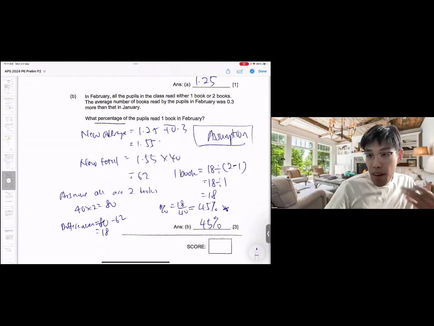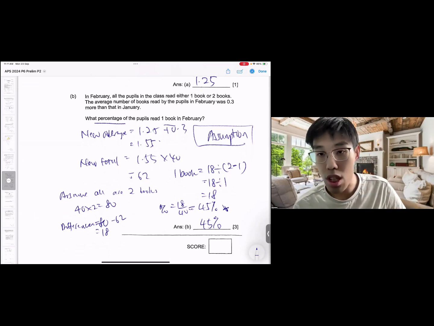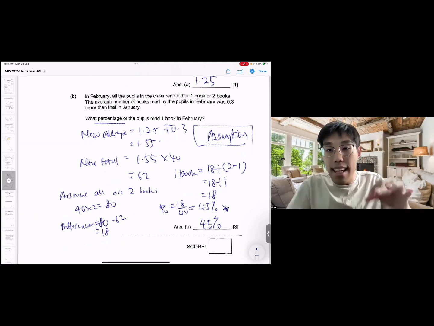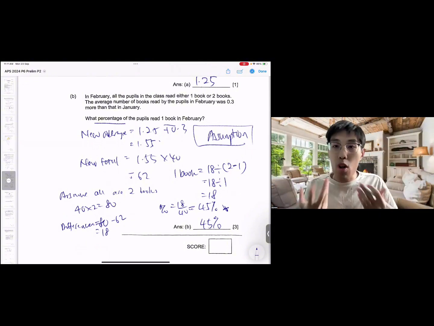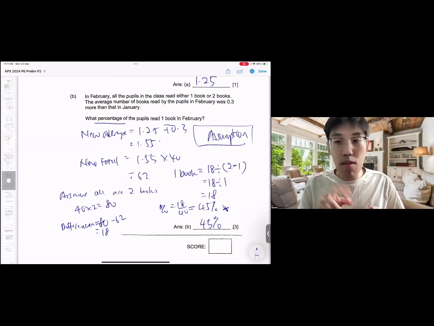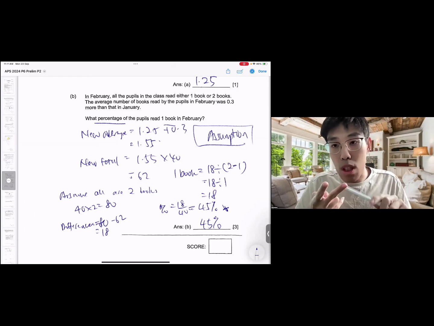Okay, how do we identify assumption method? Very short and quick tips. Number one, they give you two conditions. Maybe one is like that, the other one is like that. So in this case, it's one book or two books. Then they give you a total. In this total, they'll give you two types of total. One is the quantity total, one is the value total.